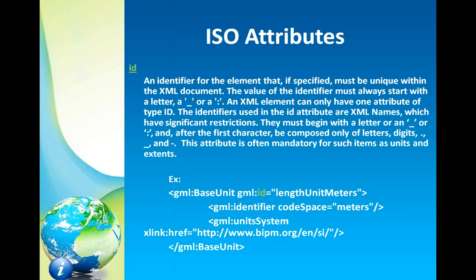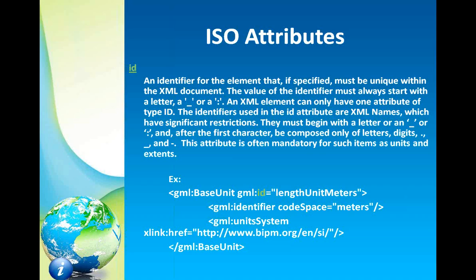The value of the identifier must always start with a letter or an underscore or a colon. An XML element can only have one attribute of type ID. So each XML element can only have one ID. The identifiers used in the ID attribute are XML names, which have significant restrictions. This attribute is often mandatory for such items as units and extents. You'll use it a lot in extents.